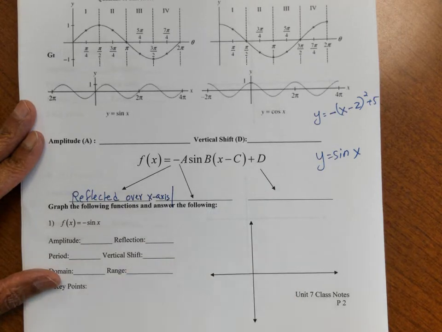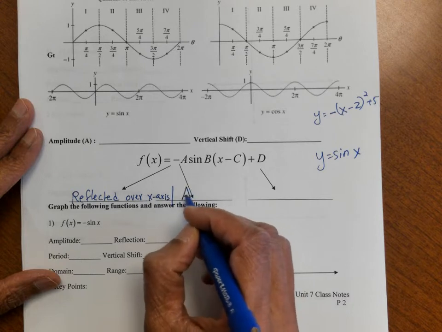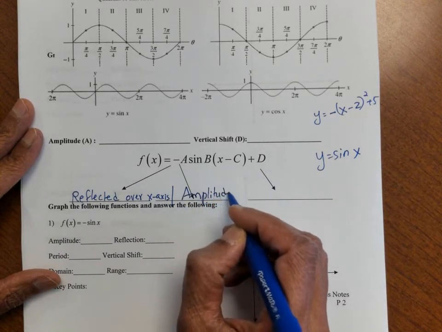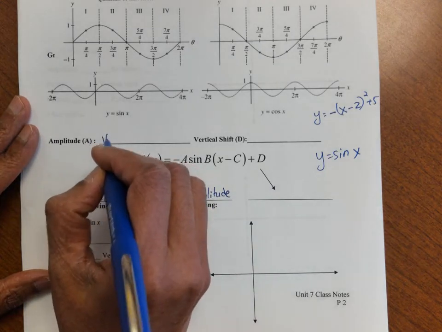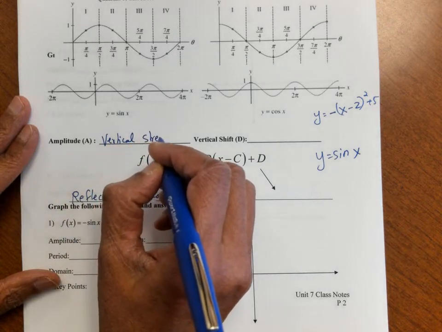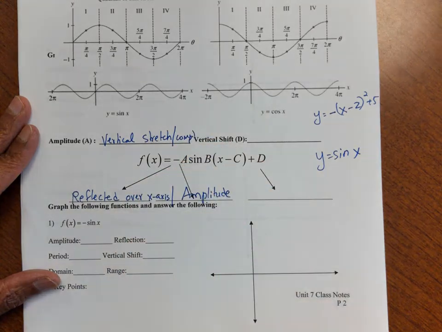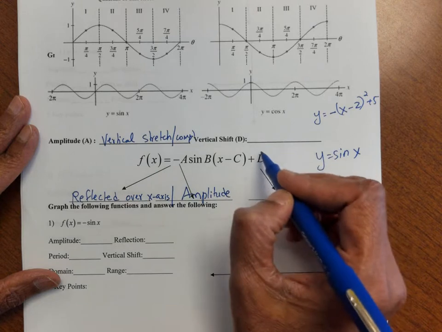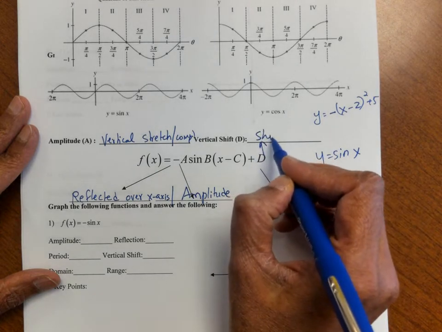A is the amplitude. A is the amplitude. So this number in the front is actually the height of the wave. It's a vertical stretch or compression. So that's the vertical amplitude. A is the vertical stretch or compression. And D is the vertical shift here. Vertical shift up or down.